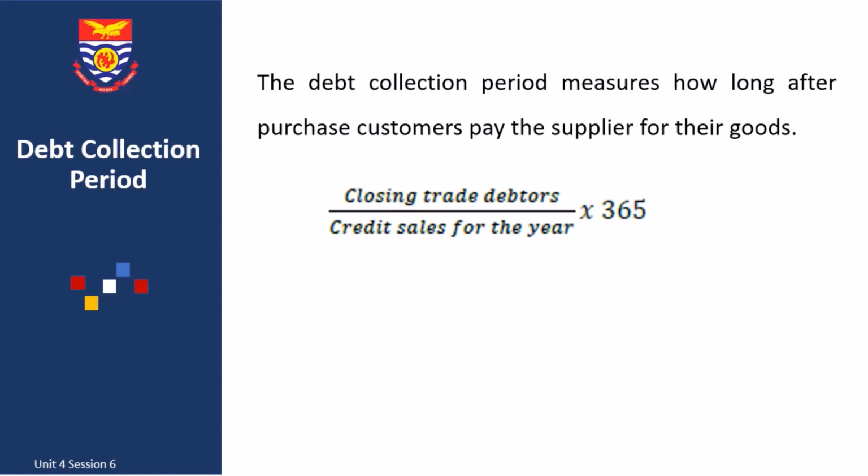The formula for calculating this debt collection period is the closing trade debtors over credit sales for the year times 365. Closing trade debtors over credit sales for the year times 365 days. We're using 365 days or a year because we want the time in days or weeks. We want to know the specifics. That's why we're multiplying by 365 days, which is the number of days we have in a year.